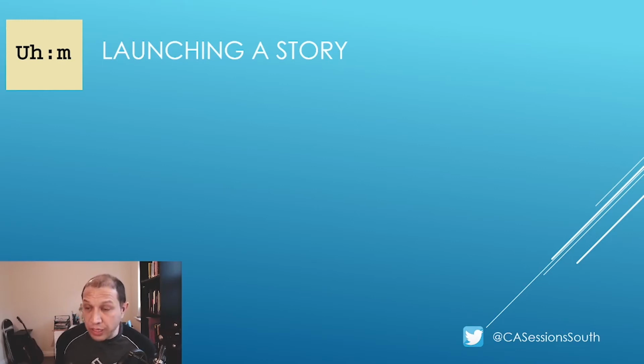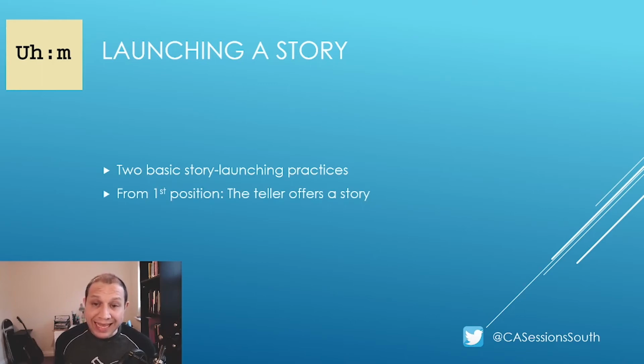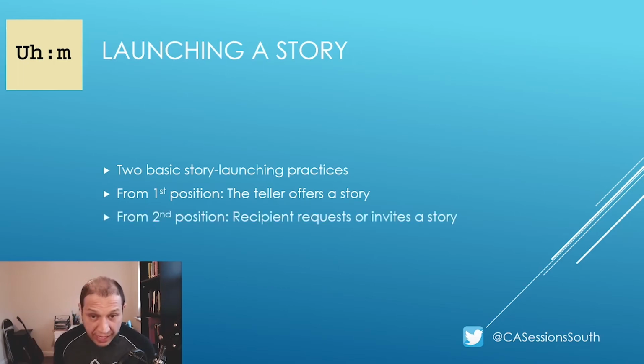The way that a story is launched has implications for the entire sequence, from the opening of the story to the ways that recipients respond to the story's conclusion. In this, there are two basic practices for the launching of a story, which are the form of an offer or a request. From first position, a teller can offer to tell a story, either implicitly or explicitly. And from second position, a recipient may request or invite a story to be told.